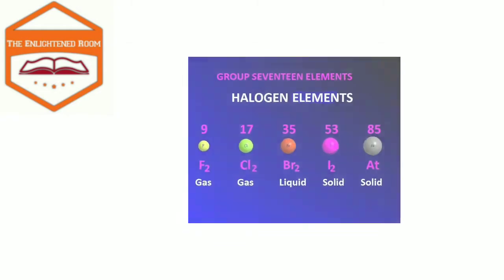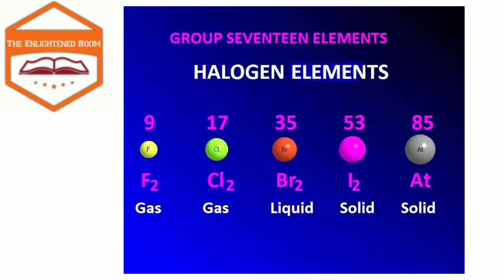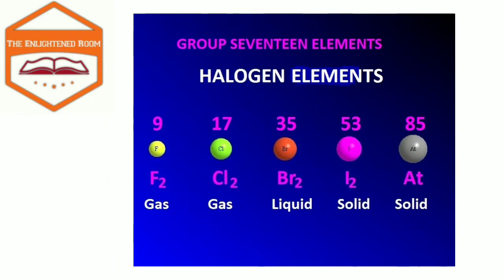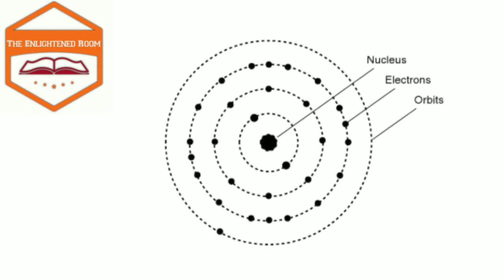Now, the reason behind this is that as we move down a group in the periodic table, the atomic size gradually increases. As a result, the force of attraction between the nucleus and the valence electrons decreases. Thus, the tendency of the element to lose electrons to form positive ions increases, and hence the metallic or electropositive character increases as we move down the group.